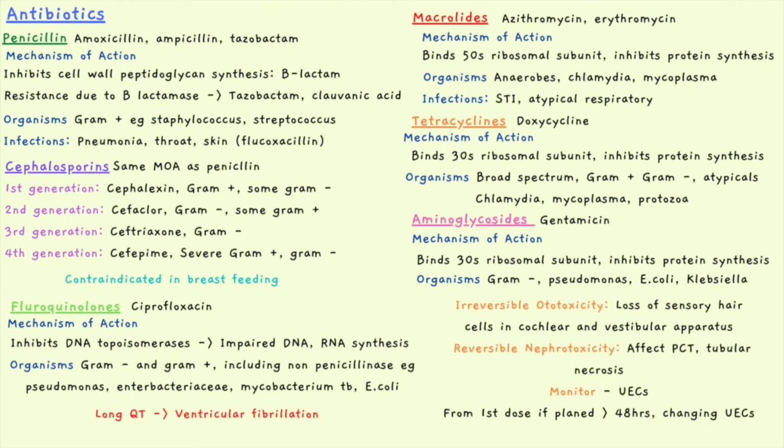It is important to understand the side effects and monitoring of gentamicin through checking UECs. Gentamicin causes irreversible ototoxicity due to a loss of sensory hair cells in the cochlear and vestibular apparatus. It causes reversible nephrotoxicity, as it affects the proximal convoluted tubule and causes a tubular necrosis. Monitoring is done if UECs are fluctuating or it is planned to be given for longer than 48 hours.